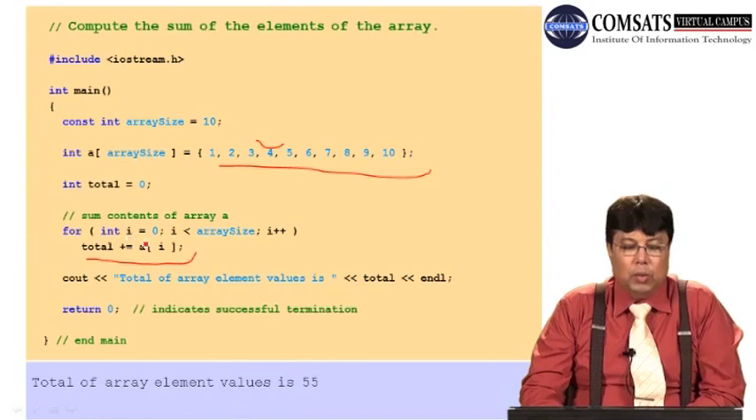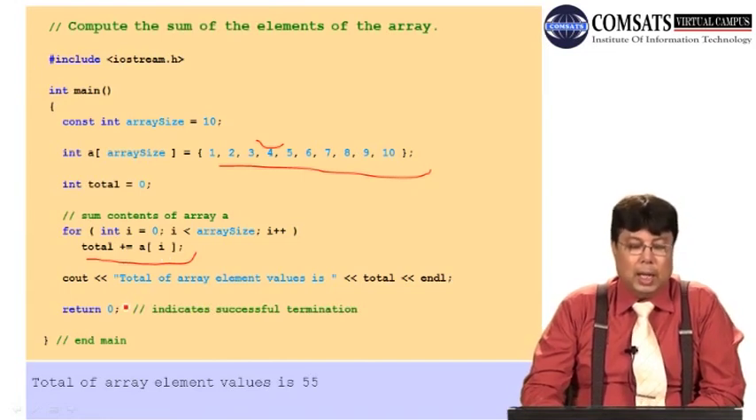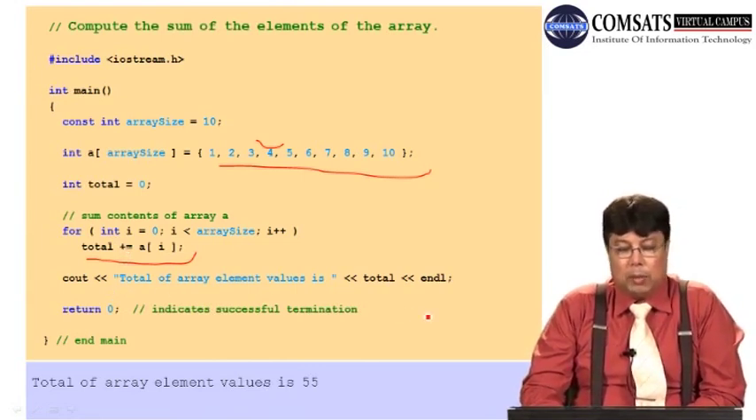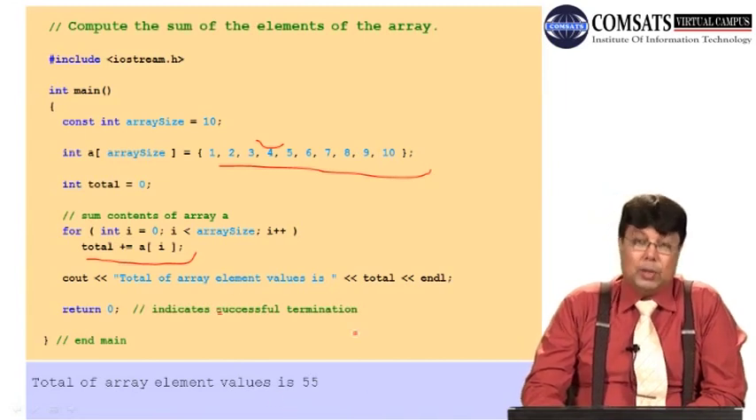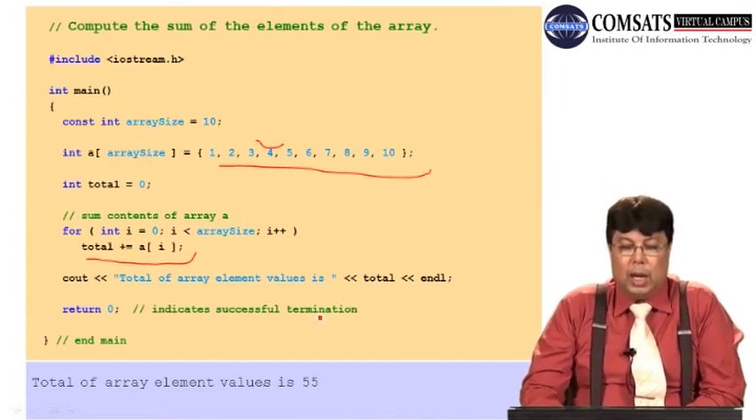We are changing the loop variable i from 0 to the size of the array. The size of the array was 10, so it changes from 0 to 9, and we are computing the sum. After coming out of the loop, we can print the value of the sum. If we compute all these values, the sum should be equal to 55 here.